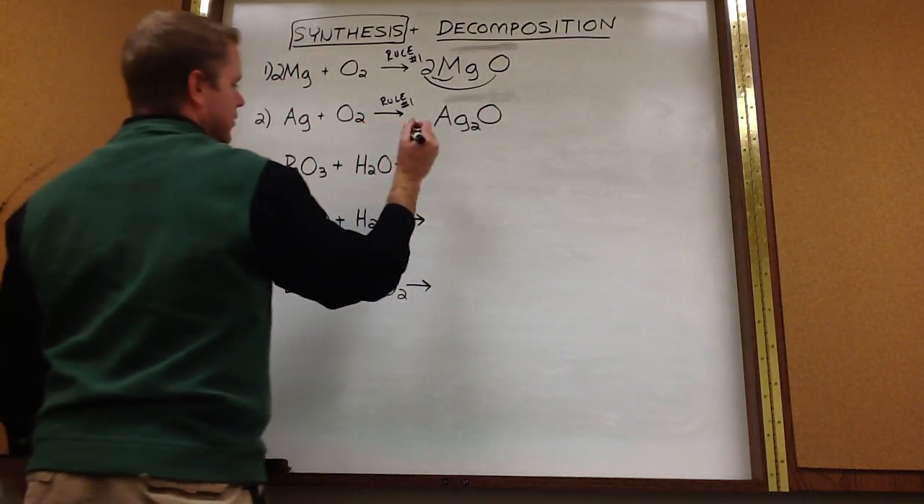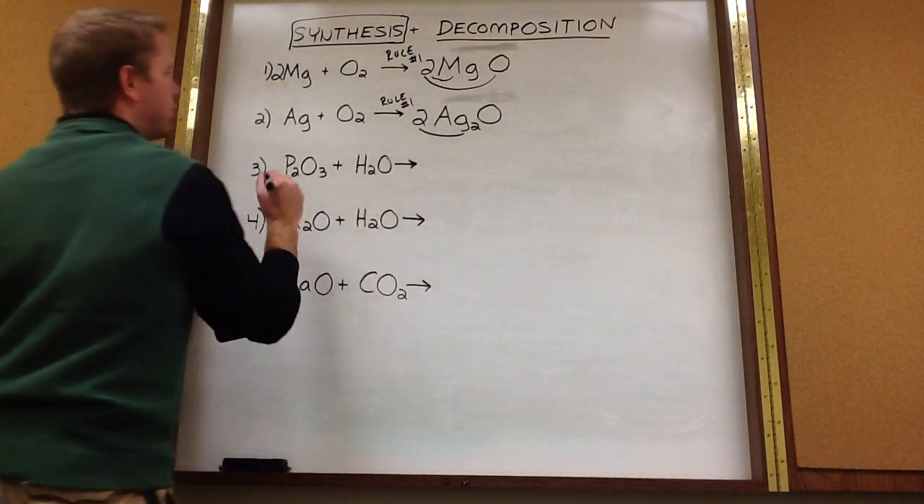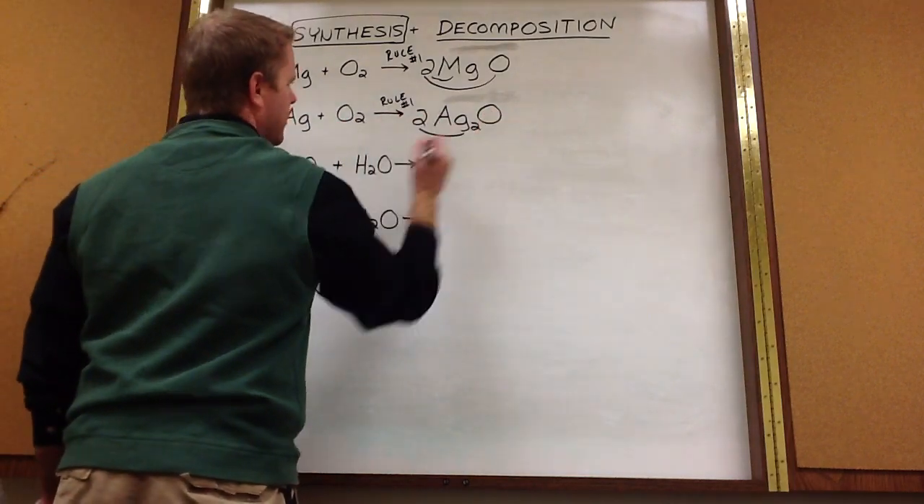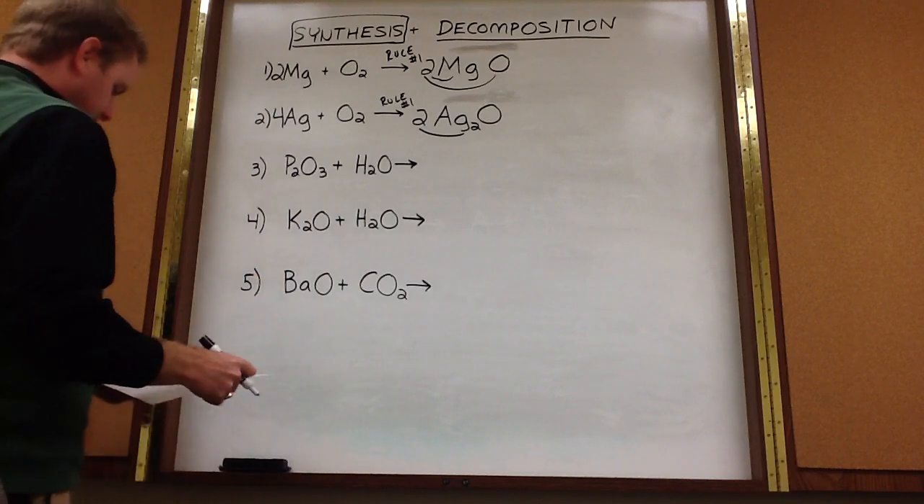And we need a balance. On this one, I tried 2 right here. That gives me 2 times 2 for 4 silvers. So I got to put a 4 right there. And that gives me 2 times 1 oxygens, 2 oxygens. It's balanced. Which brings us to number 3.